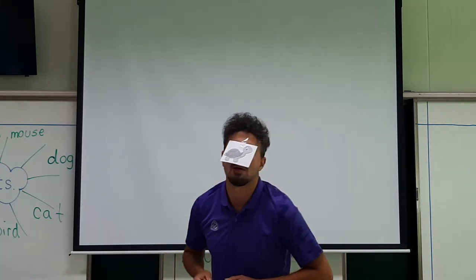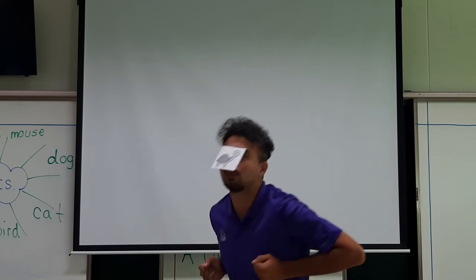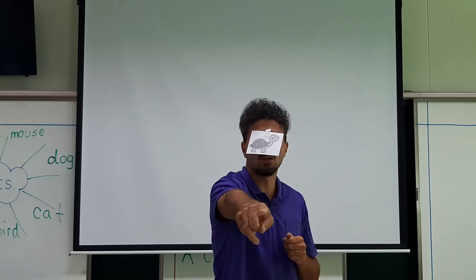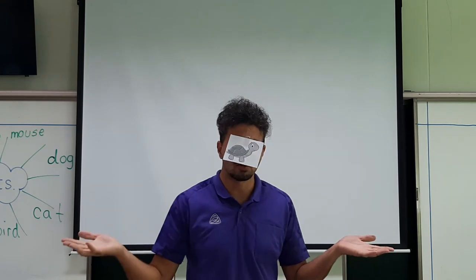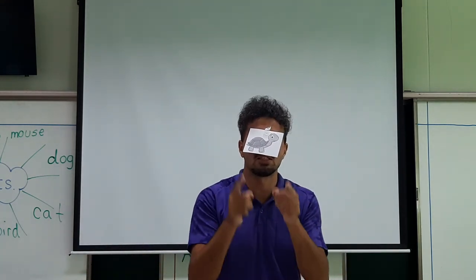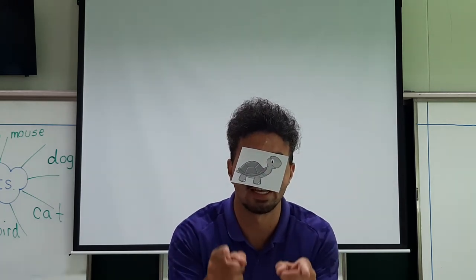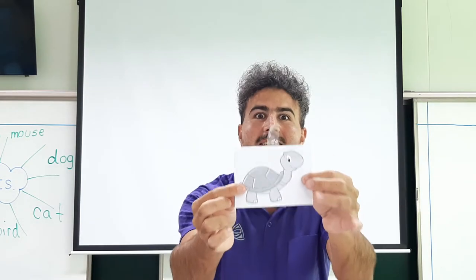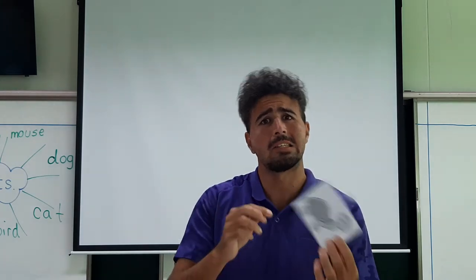Does it have a big shell on its back? Yes, it does. Is it a turtle? No, it isn't. I thought a turtle had a shell. Is it a tortoise? Yes, it is. It's a tortoise. Okay, it's a tortoise. Not a turtle. Turtle and tortoise are different.